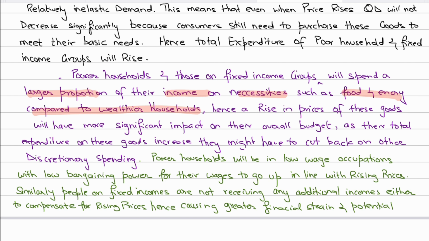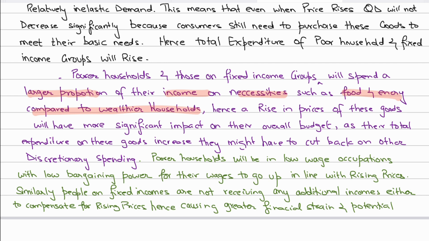Hence, a rise in prices of these particular goods will have a more significant and direct impact on their overall budget for the poor, as the total expenditure on these goods will increase, and obviously that would mean that they might have to cut back on other discretionary spending, right? Maybe cutting back a bit on education, or maybe leisure or something like that, right?